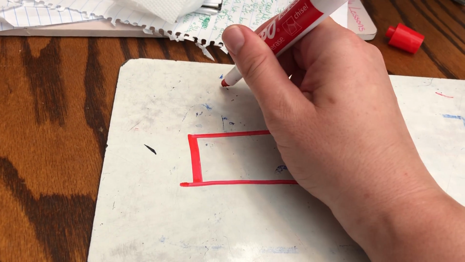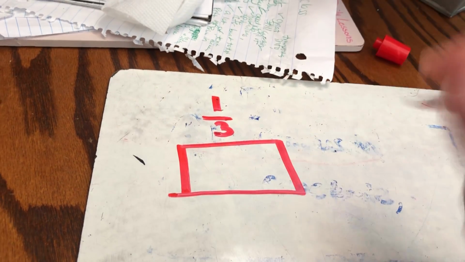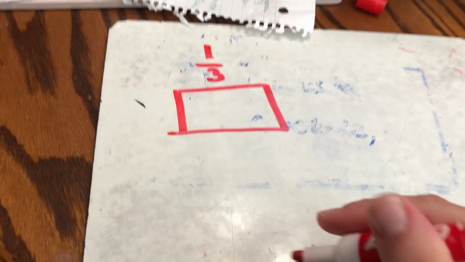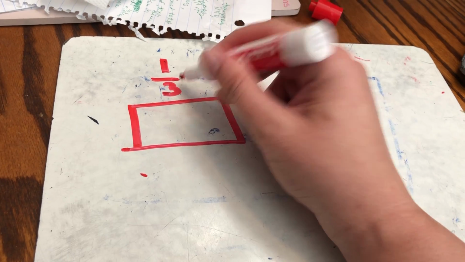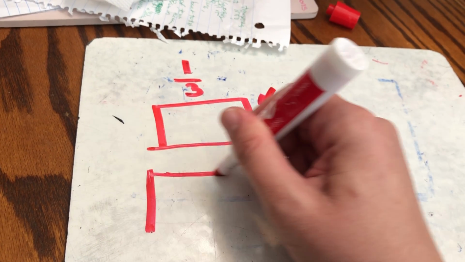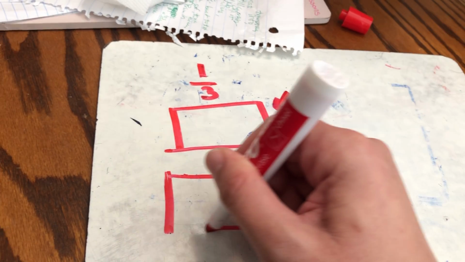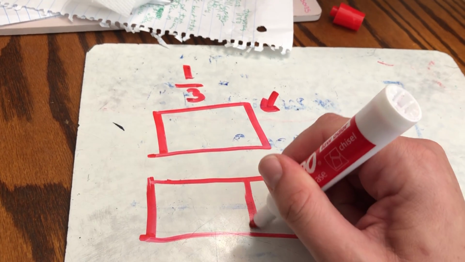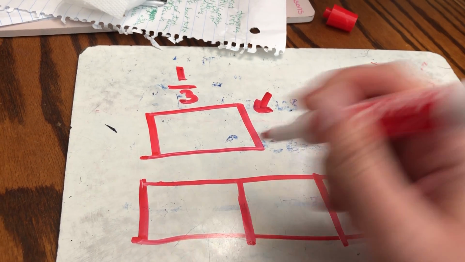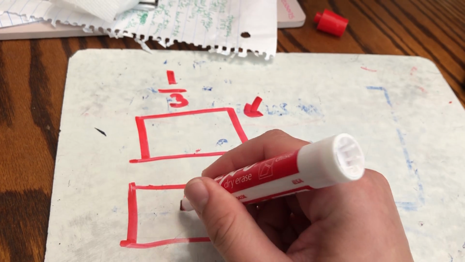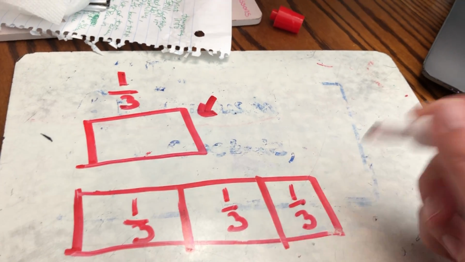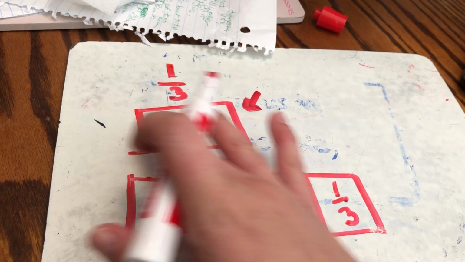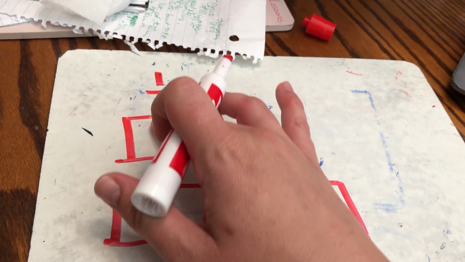All right, we're going to draw a rectangle, and we're going to label this with a unit fraction of 1/3, okay? Now, what that means is this little square is equal to 1/3. You need 3 of those to equal one whole. So this is 1/3, this is 1/3, and this is 1/3. So this is the unit fraction. That means that's one piece.